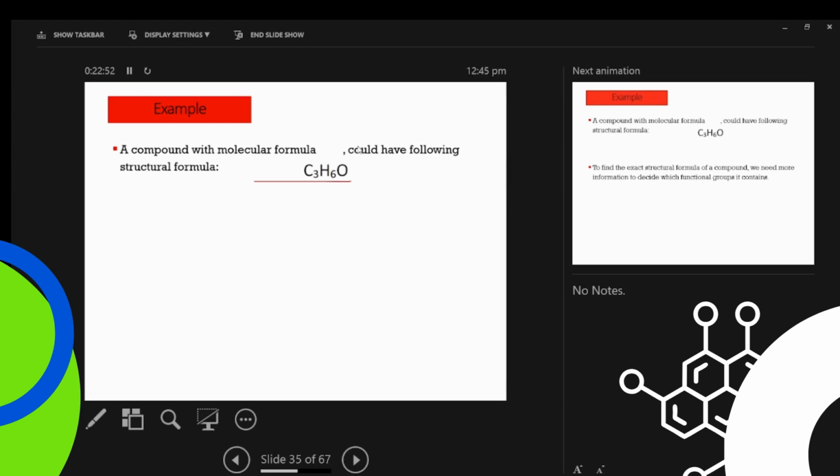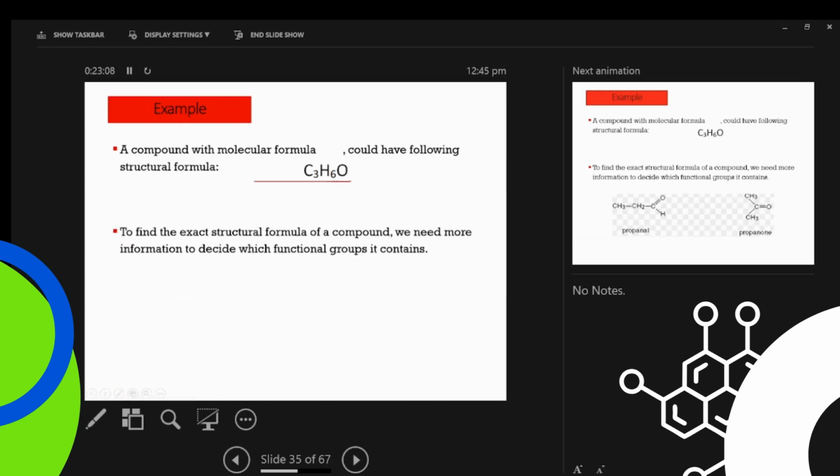All the general formulas are discussed in some other video. You need to watch that video to learn the general formula. So whatever general formula fits on this molecule one, we are going to give this compound the same general formula. To find the exact structural formula, we need to know more about the functional group.